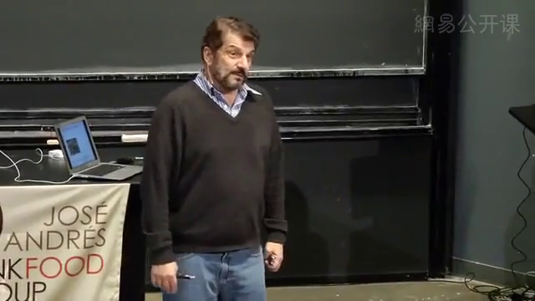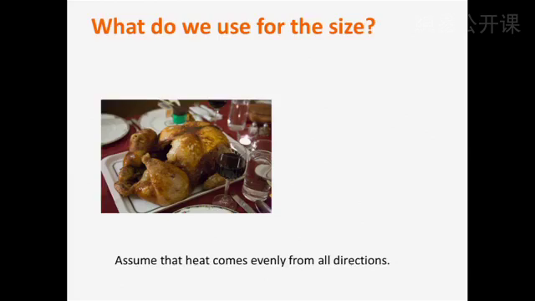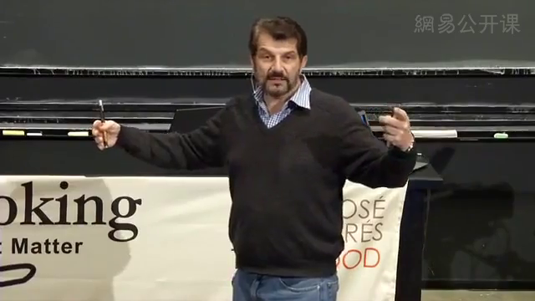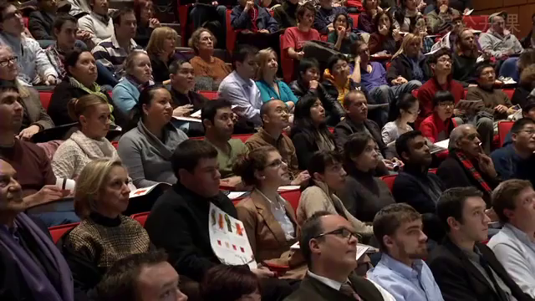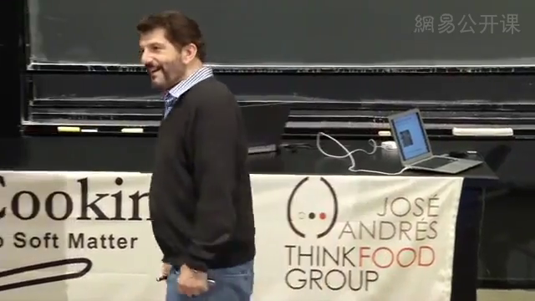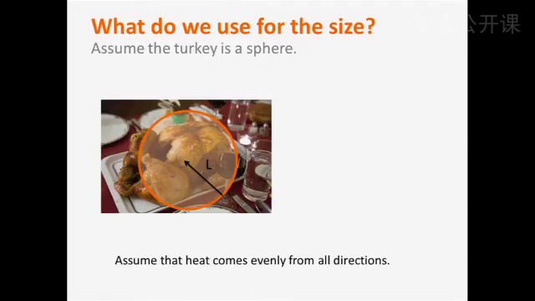But look at the turkey. Remember, I showed you how we calculated it. We need some distance. So how do we do that? Well, I'm a physicist, so everything is just a sphere. So we approximate a turkey by a sphere.